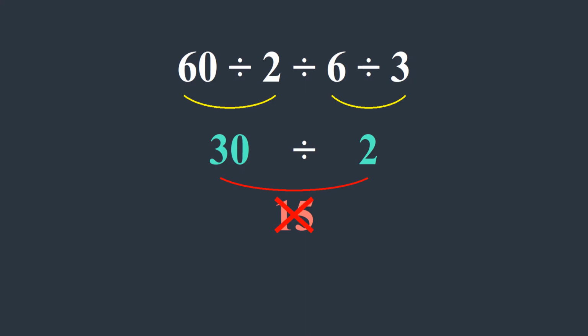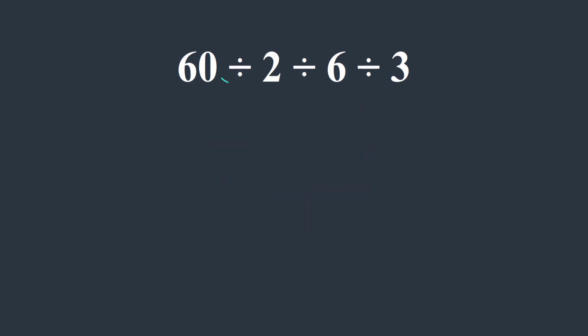But this answer is not correct because according to the order of operations, when we have more than one division in an expression, we have to work from left to right. So here first we have to do this division, then this division, and finally this division. If we do this division before this division, it's wrong. So first we have to do this division.